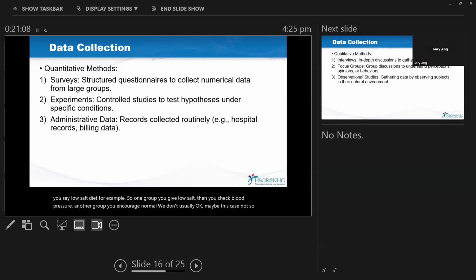Yeah, maybe animals can. So in an animal study, you can have a group of rats on low salt, another group you feed a lot of salt, and you check the blood pressure or other measurements. So these are ways you can compare the result. Finally, this is very common in our department: administrative data.